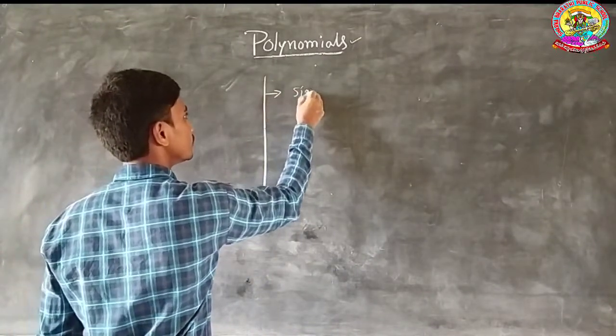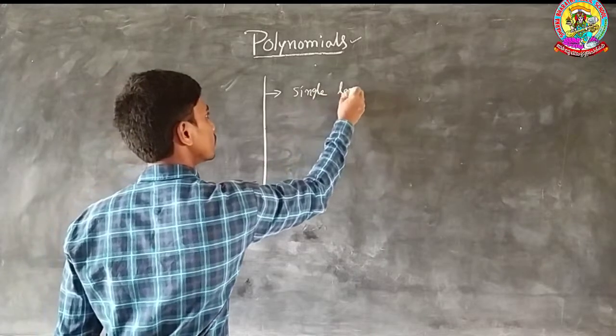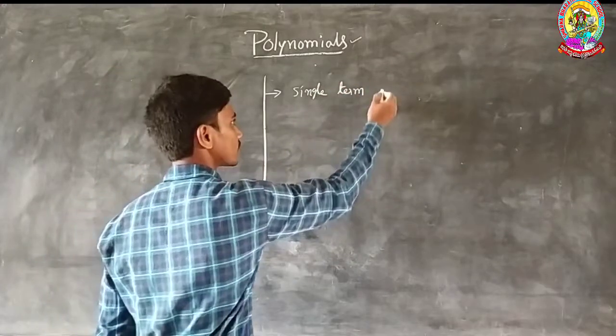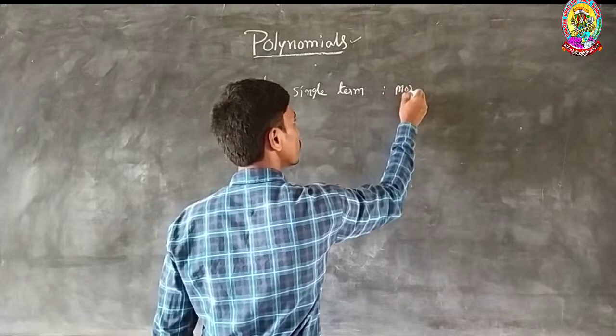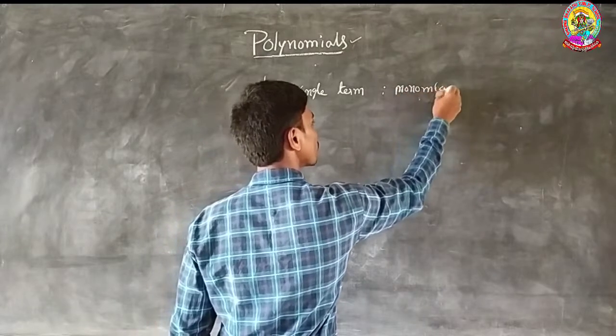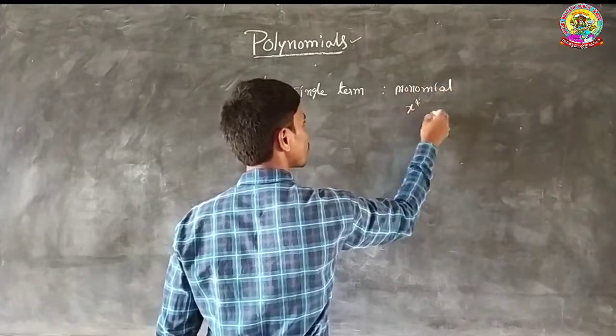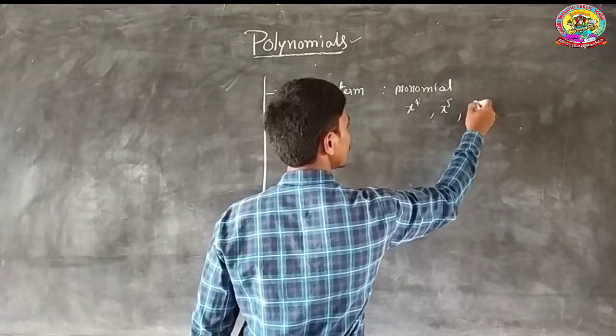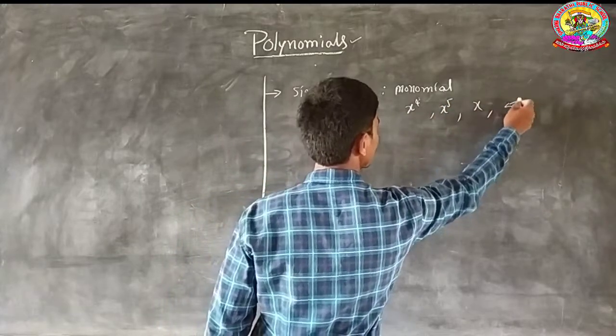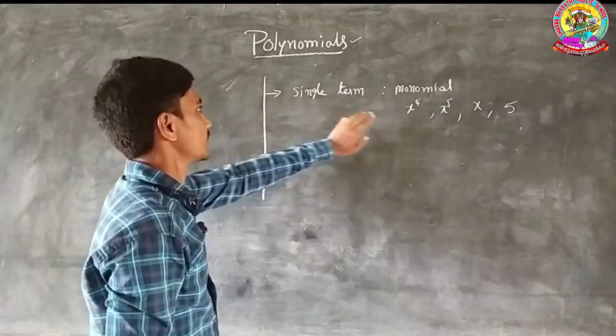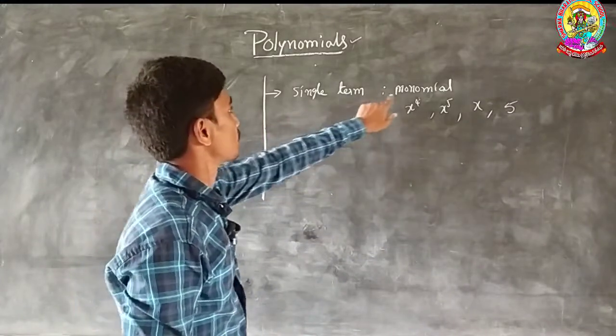Single term, that is monomial. It may be x power 4, x power 5, x, 5, like this. It must contain only a single term, that is called a monomial.